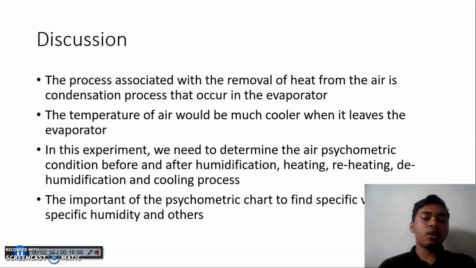For experiment 7, the air conditioner, we need to determine the air psychrometric conditions before and after humidification, heating, reheating, dehumidification, and cooling processes. This experiment shows the importance of the psychrometric chart to find the specific volume, specific humidity, and others. For the experiment we have done, we know more about the air conditioning system.